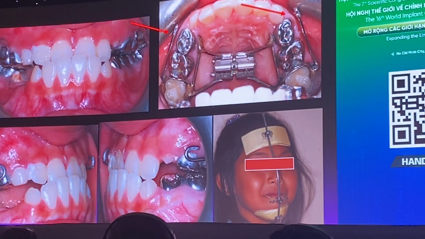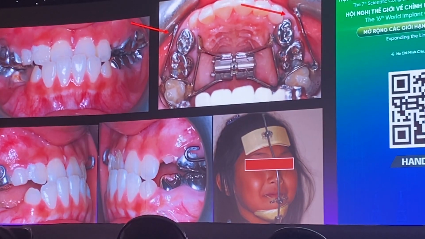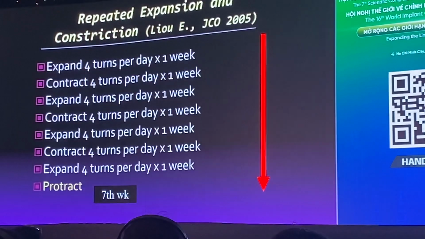So here's the face mask, here's the rubber band, which is forward and downward, and take a look at the two wires attached to the first molar. They were extended to the canine area, okay? So 30 degrees down and extended to the canine area. Now you can protract the maxilla along the center of resistance of the maxilla.